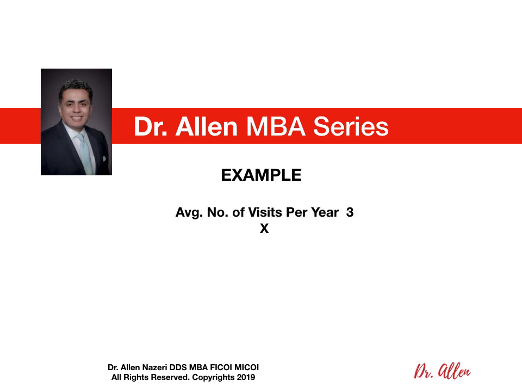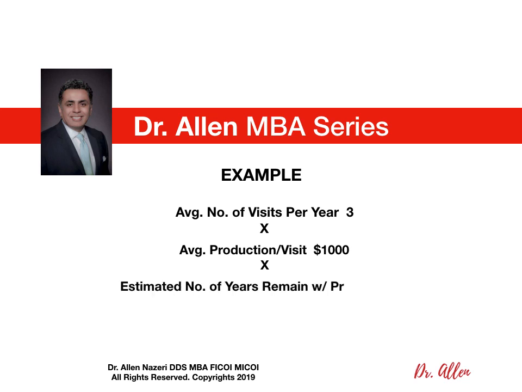In the example, let's say the average number of visits per year is 3. So they come and see you 3 times a year. The average production or the transaction cost at every visit is about $1,000. And you estimate the number of years that the patients stay with your practice is about 10 years. So the total is about $30,000. You multiply the average number of visits by the average production per visit by the estimated number of years you think your patients will stay with your practice.